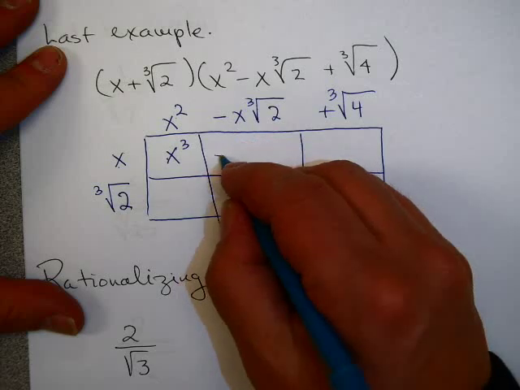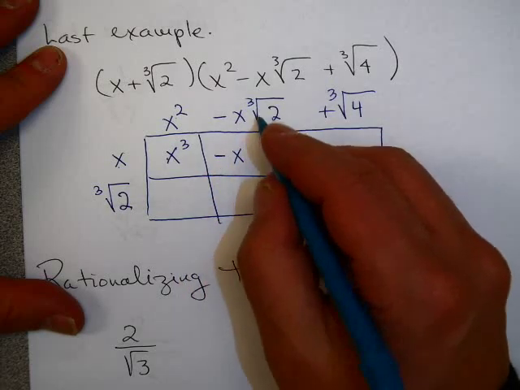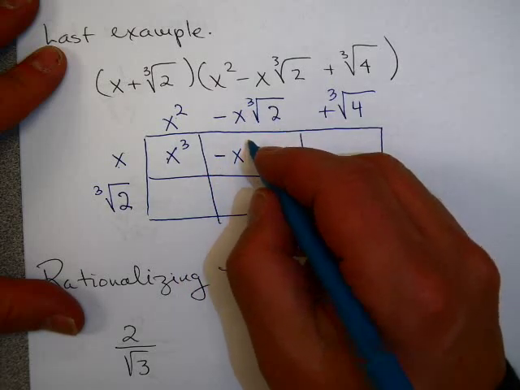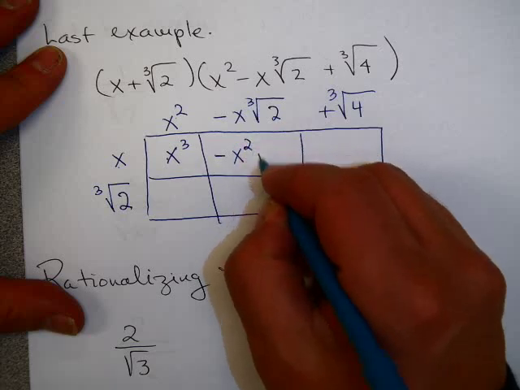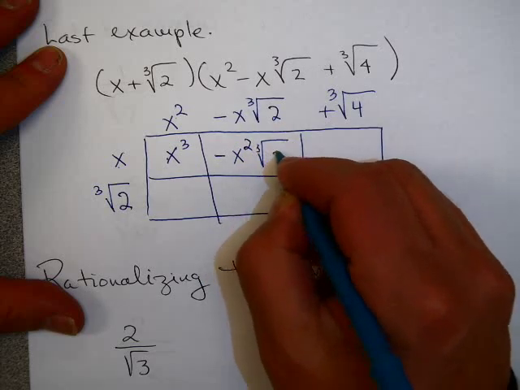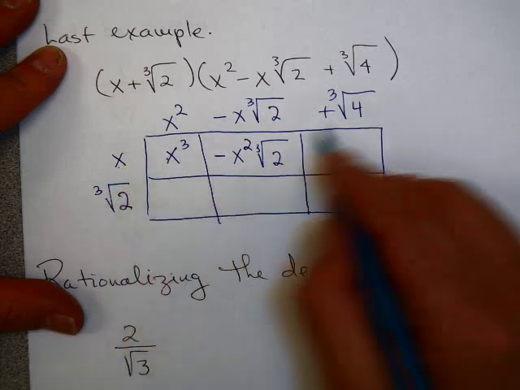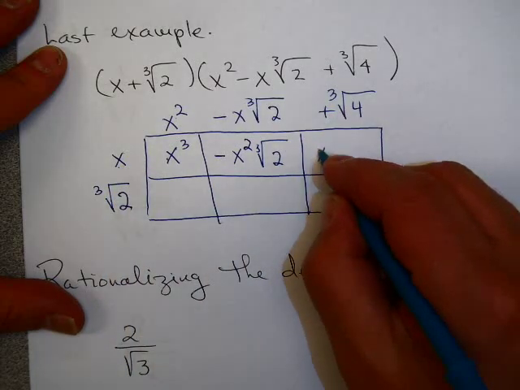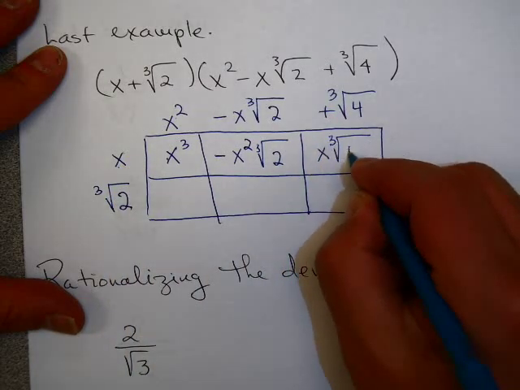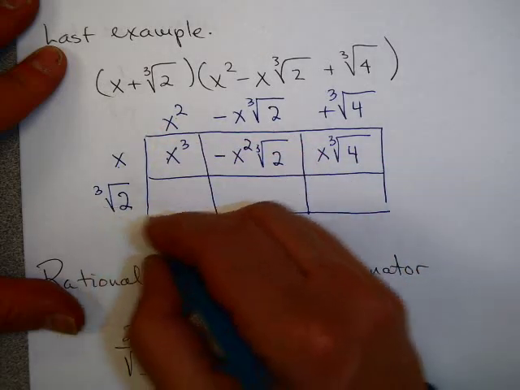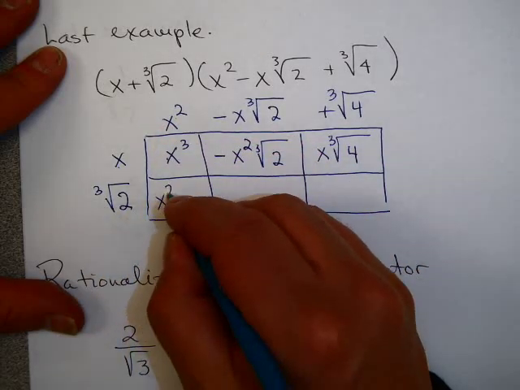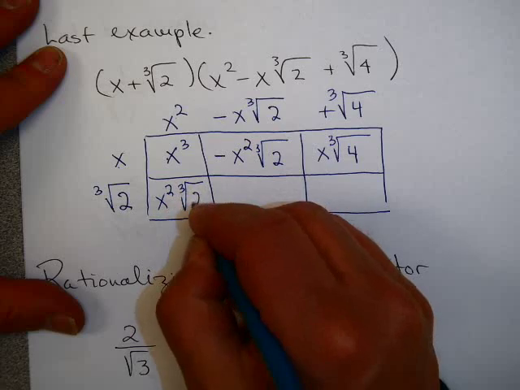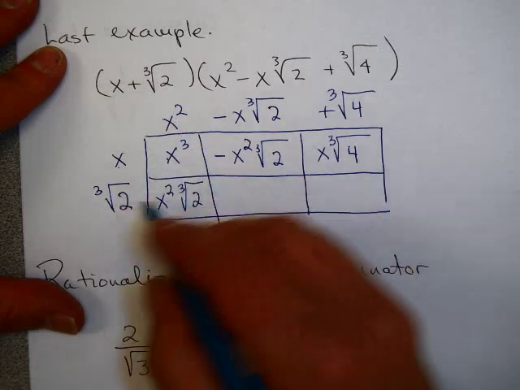X times minus x times the cube root of 2 is minus x squared times the cube root of 2. X times the cube root of 4 is x times the cube root of 4 right here. X squared times the cube root of 2 is x squared times the cube root of 2. Notice the sign here is positive.